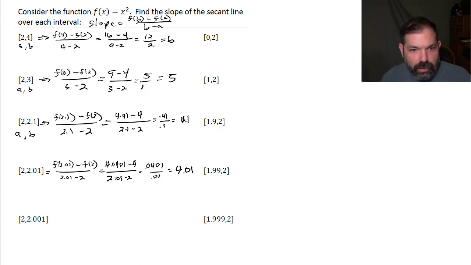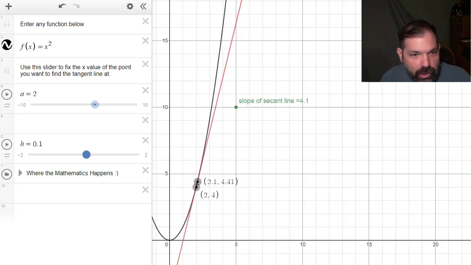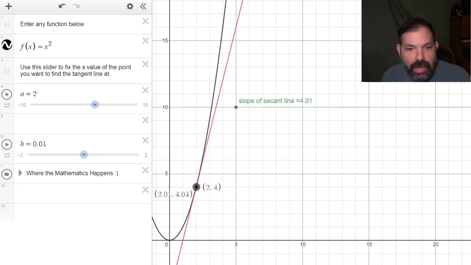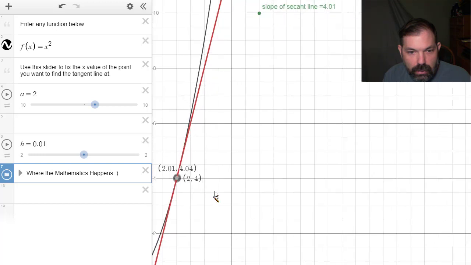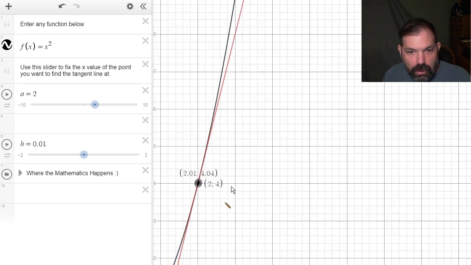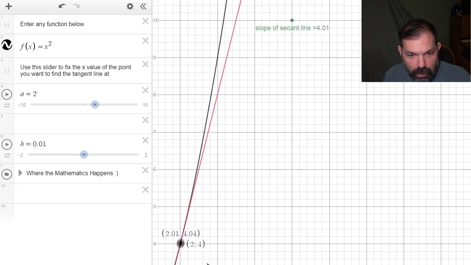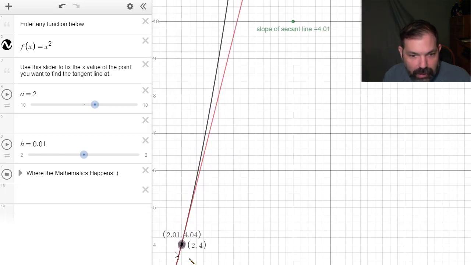I think I can still do this on the Desmos. Let me drag my h value down to 0.01. See, now these 2 points are almost indistinguishable, and I see that the slope of the secant line is 4.01. Let me zoom in a little bit here. They're almost indistinguishable, but if you zoom in, you can see that they're still a little bit apart.